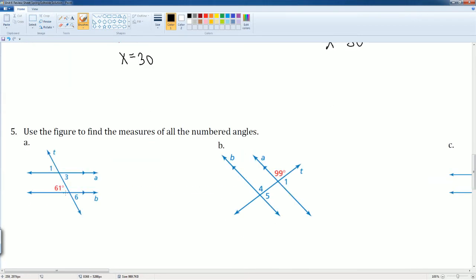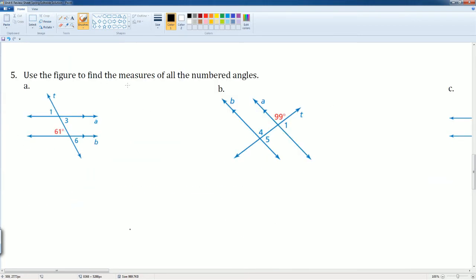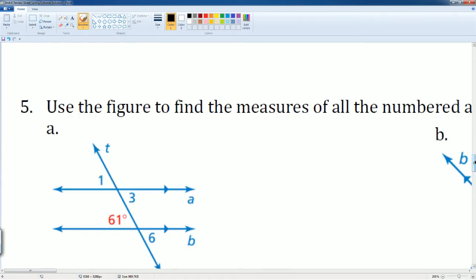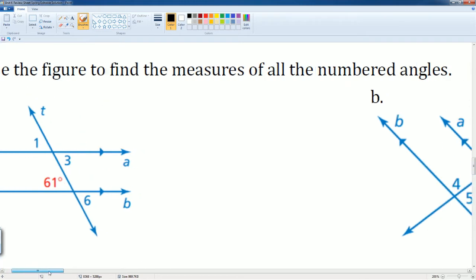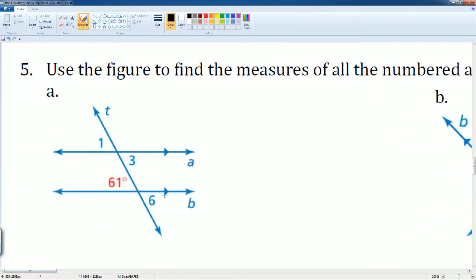Question number 5 asks us, using the figure, to find the measure of all the numbered angles here. We have to make sure we understand the relationships. Notice that these two lines A and B are parallel because of the arrow signs right here. So we need to find the angle measurements of 1, 3, and 6, given that we know that this angle is 61 degrees. The fact that this is 61 degrees, we know that this is also 61 degrees by vertical angles.